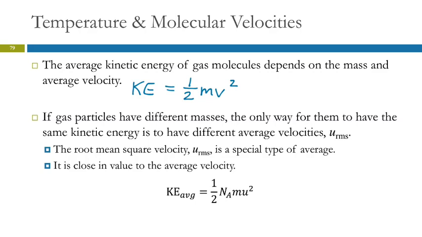We're not going to get hung up on what special kind of average it is, but it's an average, just not a regular one. It's close in value to just the plain old average. But the average kinetic energy of a gas is equal to 1/2 the number of particles times their mass times this average velocity squared.